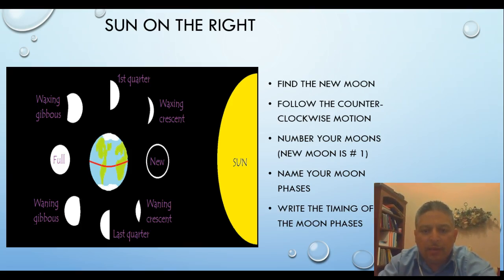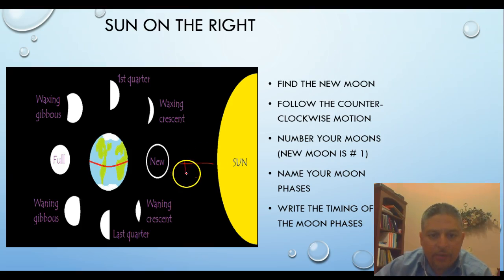and then write the timing of the moon. Here is your new moon. We know it's completely dark, so we know it's facing the sun. That is our new moon. Follow the counterclockwise motion. Now the counterclockwise from the new moon goes this way. And we know that.